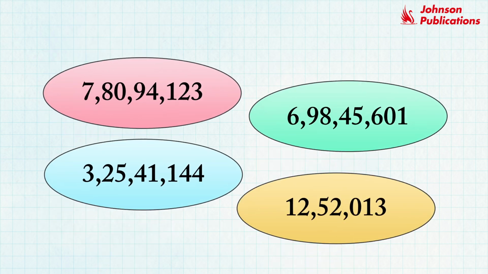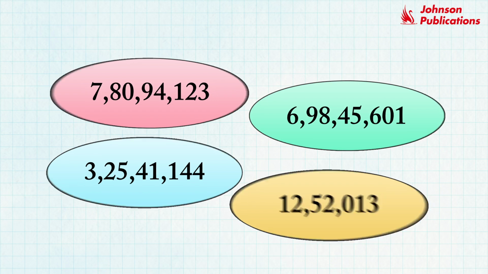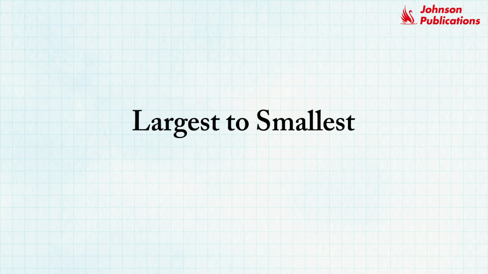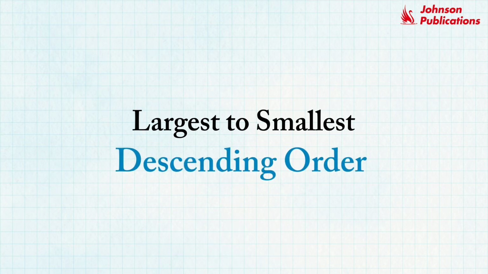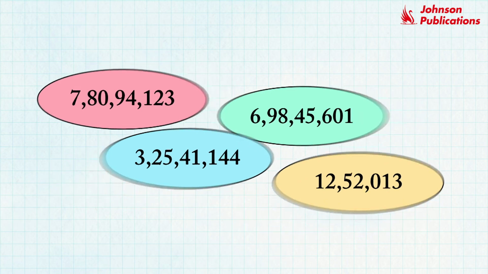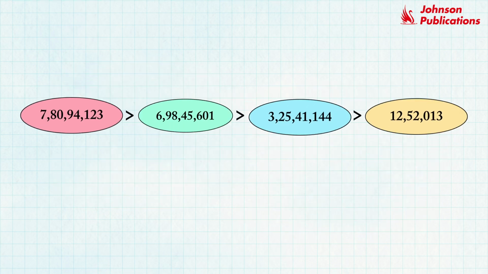Step 2. Compare the digits at the crore place of the remaining numbers. As 3 is smaller than 6 is smaller than 7, the numbers will be arranged in ascending order like this. Arranging numbers from the largest to the smallest number is called descending order. If we arrange the same numbers in the descending order, we get them as shown here.